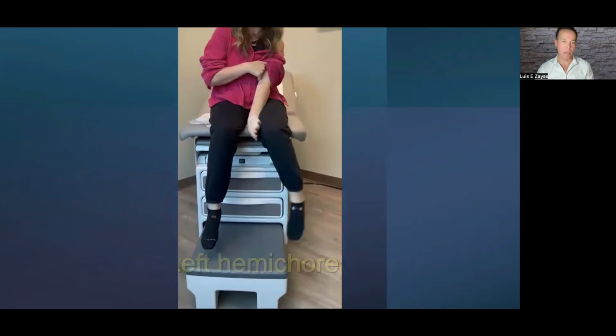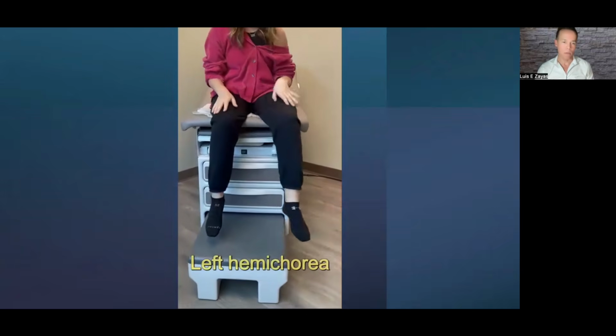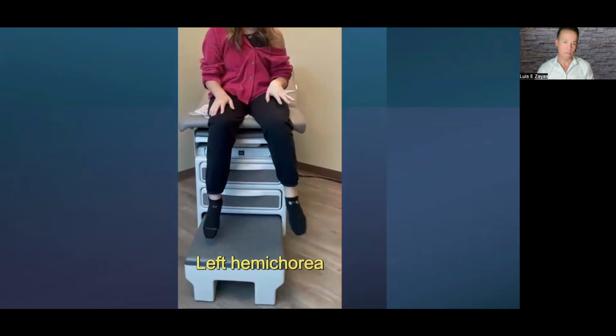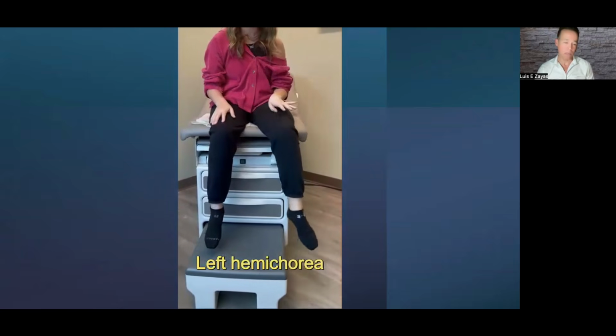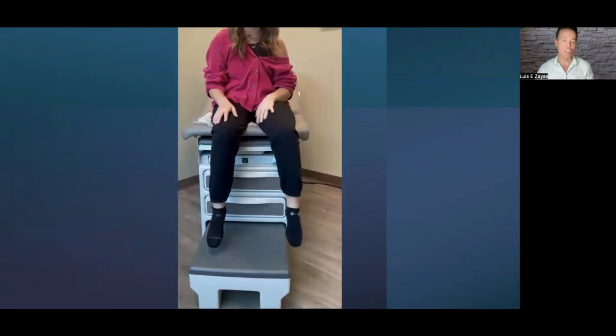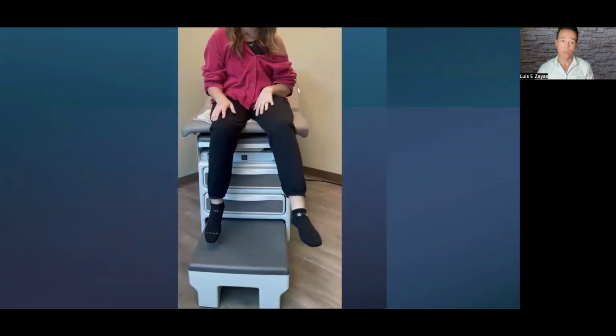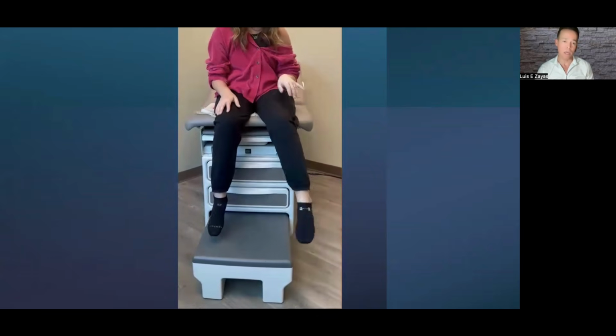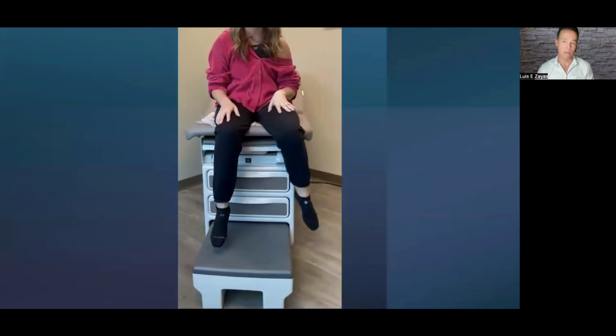So you see it's only one side, hemichorea. So obviously this is very asymmetric, right? Well, actually, it's hemi, it's on one side. So this should be a structural issue. Something is going on the opposite side, on the right side.